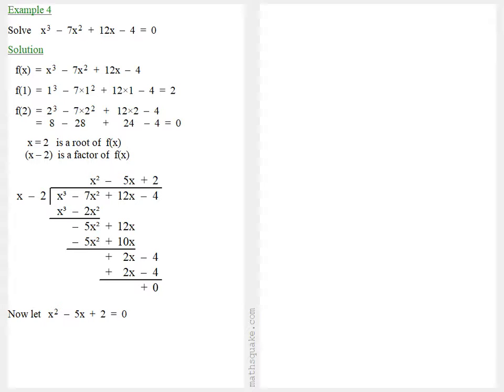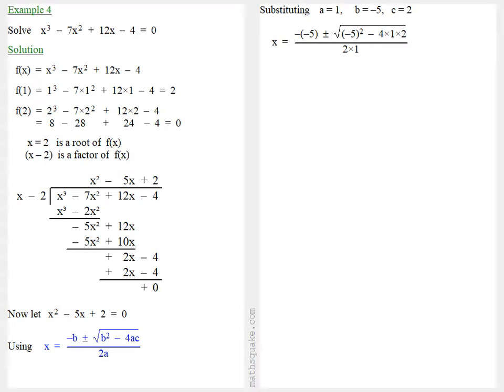Now that doesn't actually factorize as whole numbers, so we're going to have to use the formula x equals minus b plus or minus the square root of b squared minus 4ac all over 2a. And we have a is 1, b is minus 5, c is equal to 2. So substituting those numbers in and simplifying, we get x is equal to 5 plus or minus the square root of 25 minus 8 over 2, or x equals 5 plus or minus root 17 over 2. Now we could either leave it like that, or if we want to, we can use a calculator to work out the square root of 17.